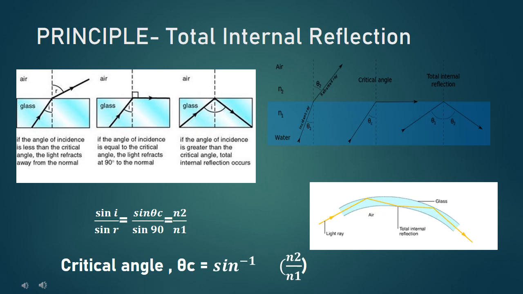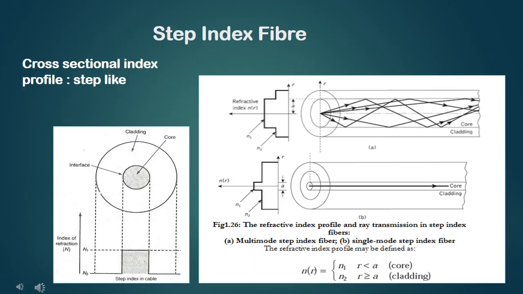Now, based on the refractive index profile of the core, you can classify optical fiber cables into two types: step index fiber and graded index fiber. Let's see how a step index fiber functions.